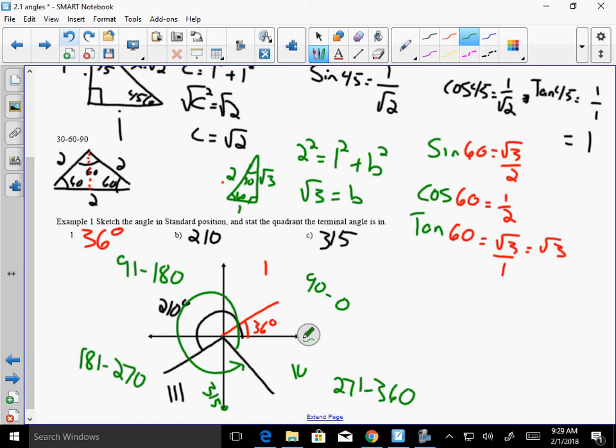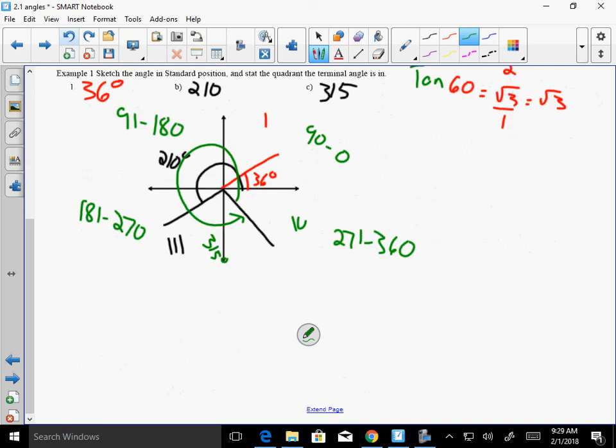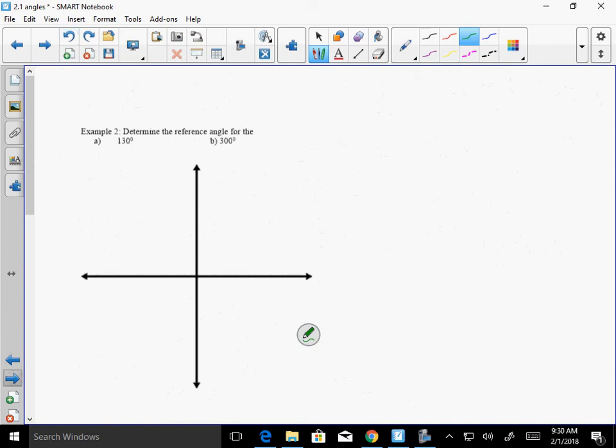Questions about that so far? Right on. All right, moving on. Is that all I got for this page? Next page. All right, so now we want to determine the reference angles for the following.